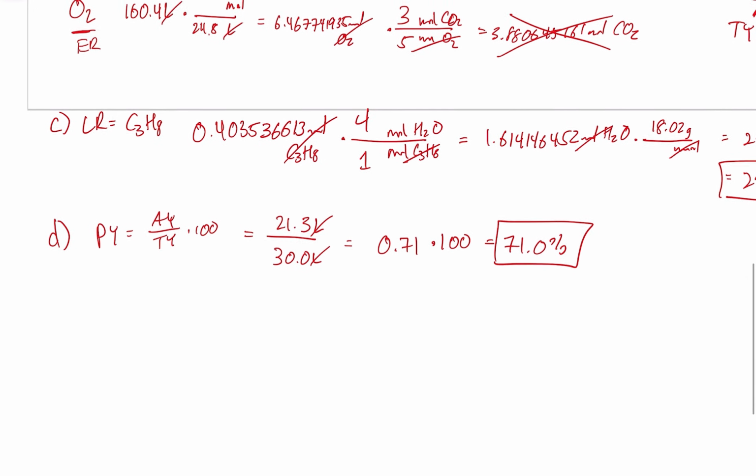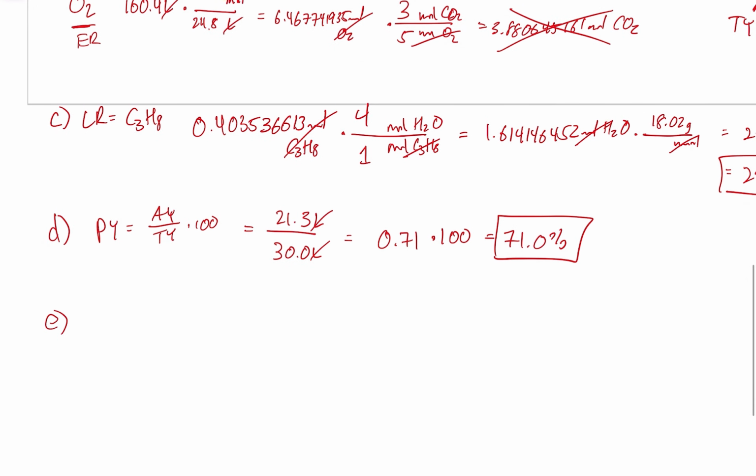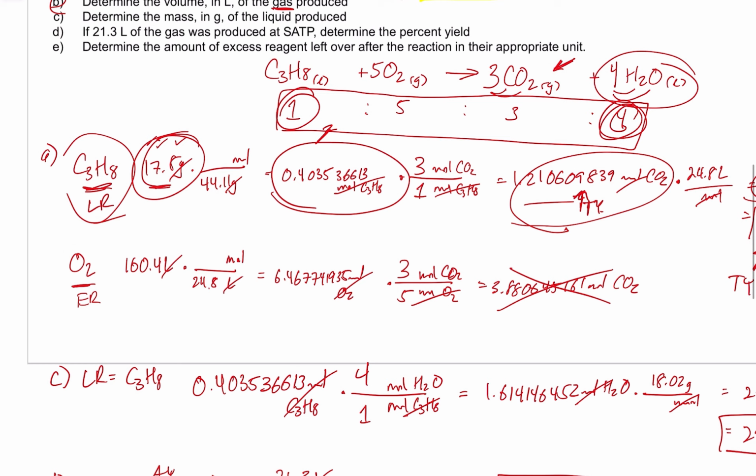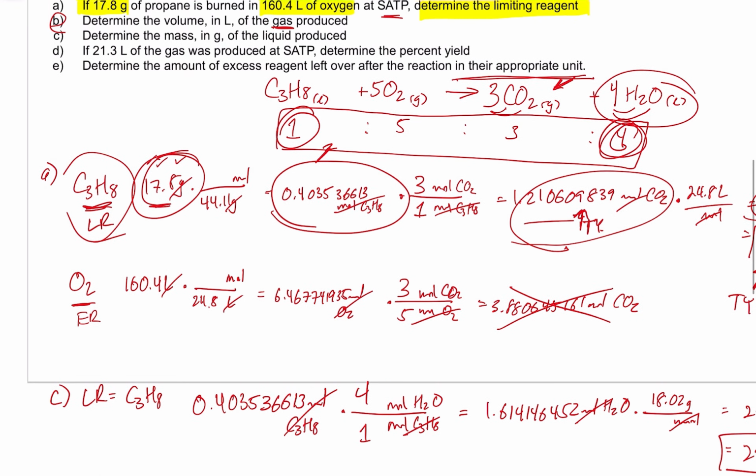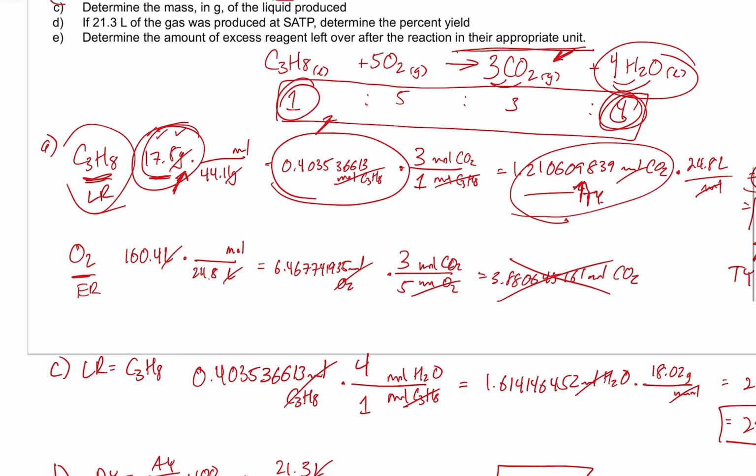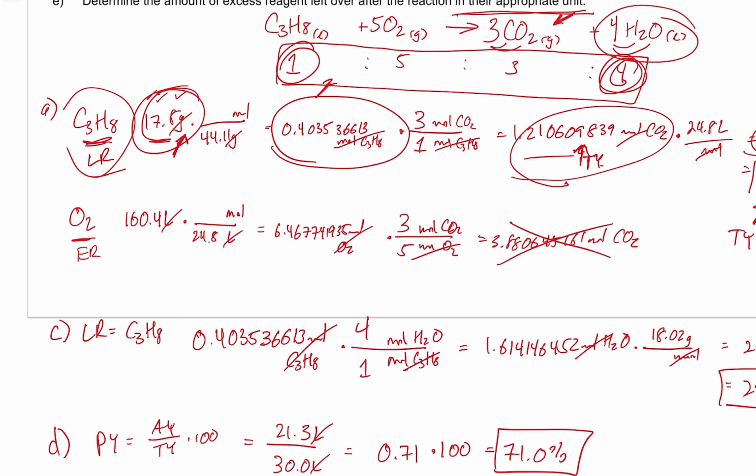All right. Now, part E is going to be our excess reagent. So determine the amount of excess reagent left over of the reaction in its appropriate unit. So, for example, the propane was given to us in grams. So if that was the excess reagent, we would need to express that in grams. But in our case, oxygen is our limiting reagent, and it was given to us in liters. So we need to make sure that we convert it at the end into liters.